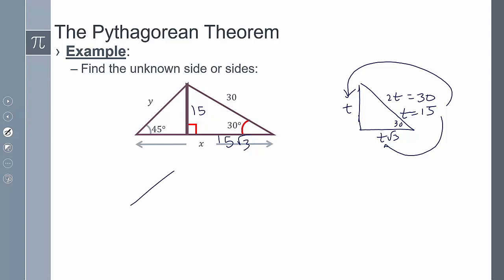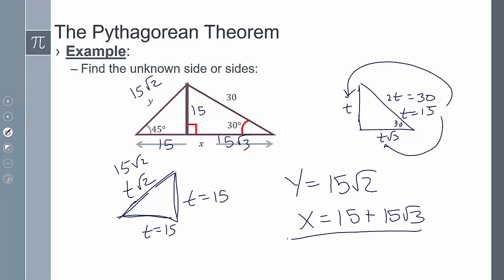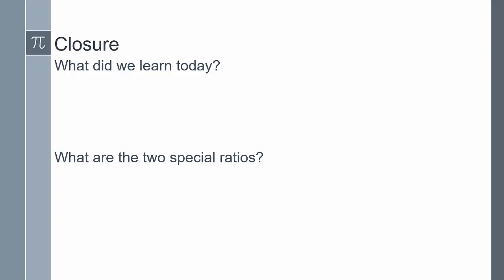Okay, well then with the 45, 45, 90 triangle, this is t, and this is t root 2. Well, I know that this equals 15, so if t equals 15, I can just plug it in. So I know that this is 15 root 2, and I know that this is 15. So just stating what they are, y is 15 root 2, and x equals 15 plus 15 root 3. That's our answer.